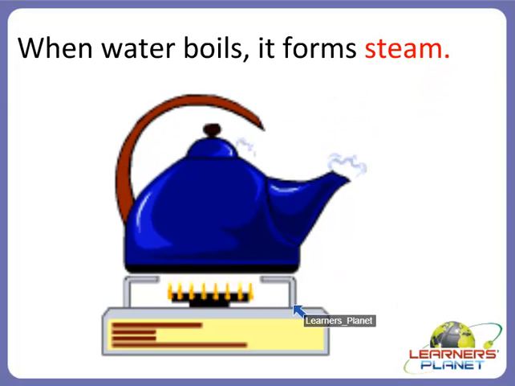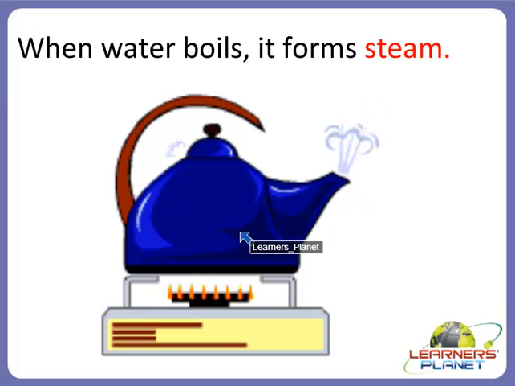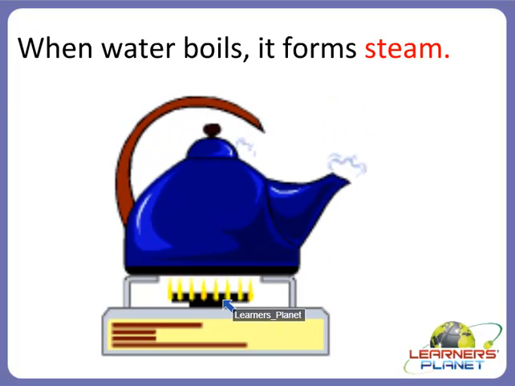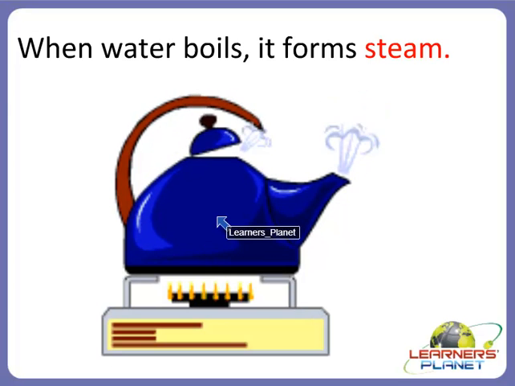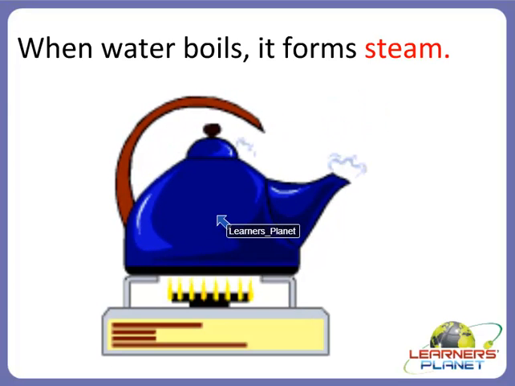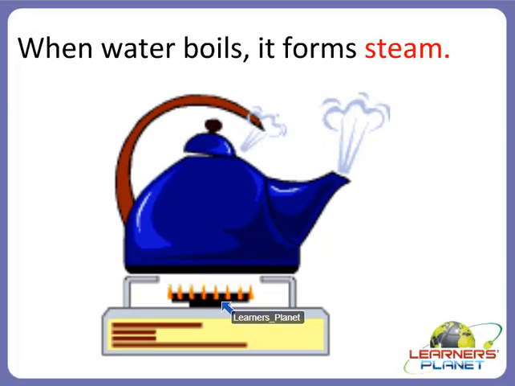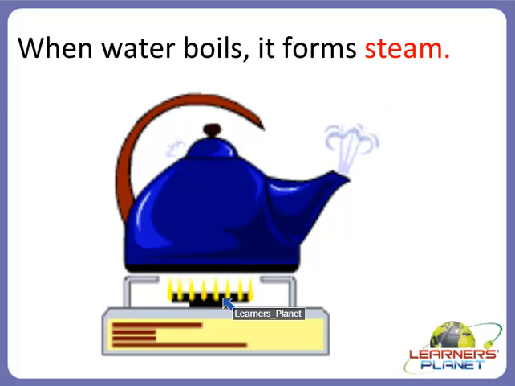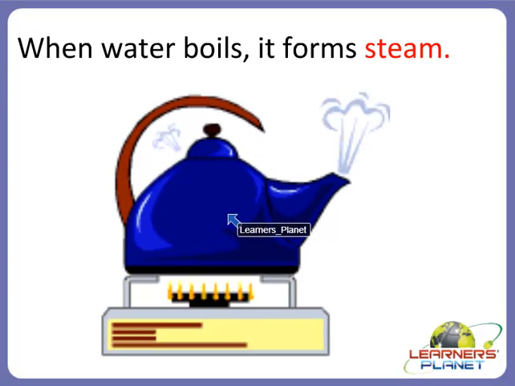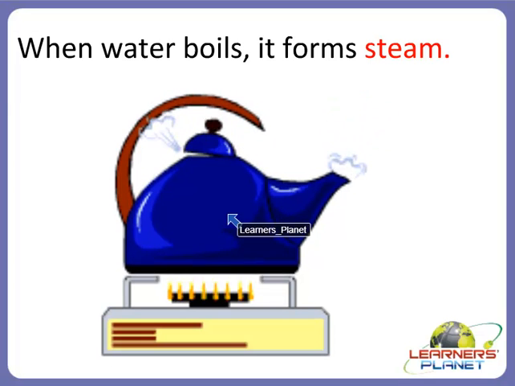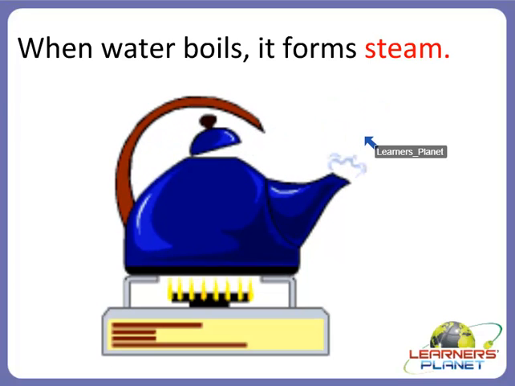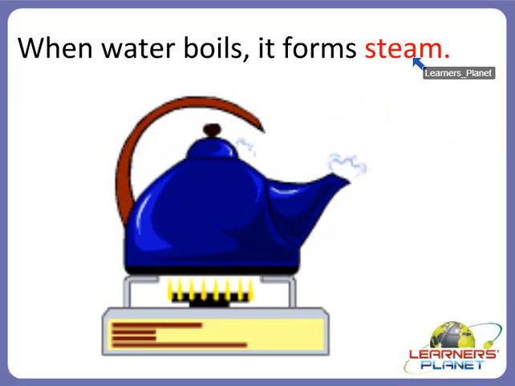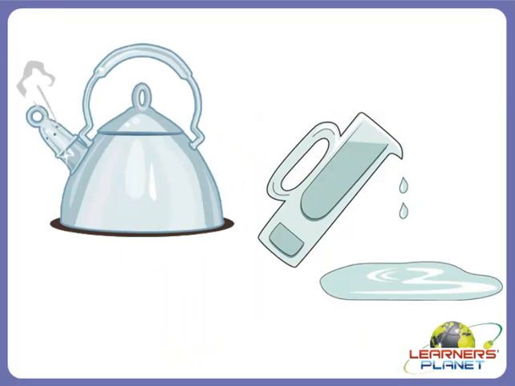So children, you can see here in this picture that here is a flame and there is some water in the kettle. So when we provide some flame to the water and after getting boiled, the water forms steam. So this is one form of water. The other form is ice.